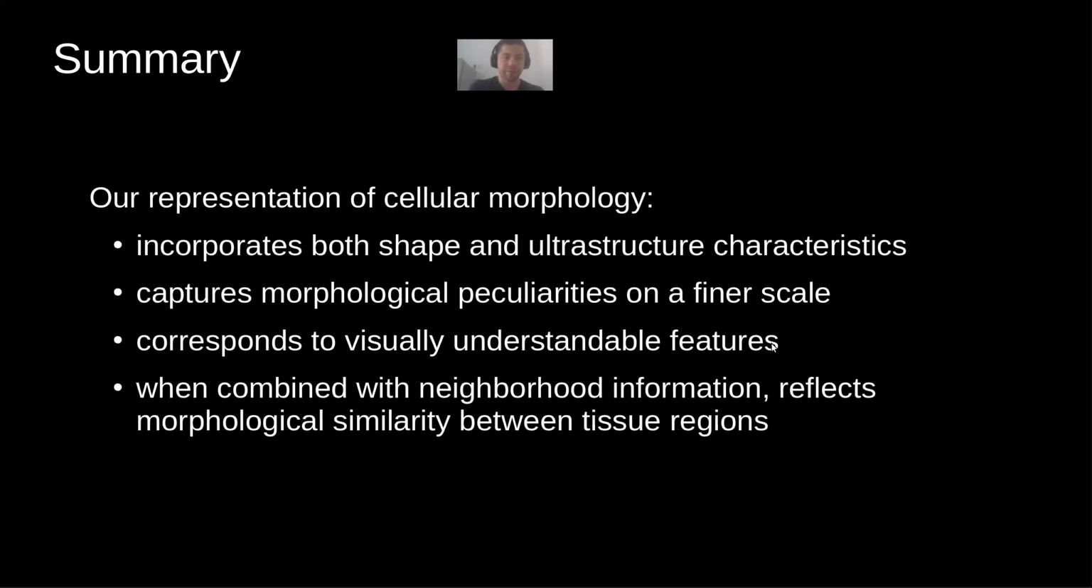So in summary, our representation of cellular morphology incorporates both shape and ultrastructure characteristics, captures morphological peculiarities on a finer scale, corresponds to visually understandable features, and when combined with neighborhood information, reflects the morphological similarity between tissue regions.